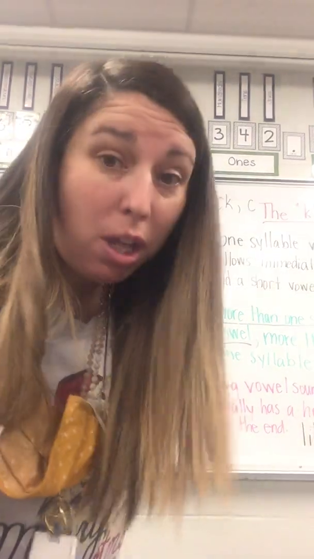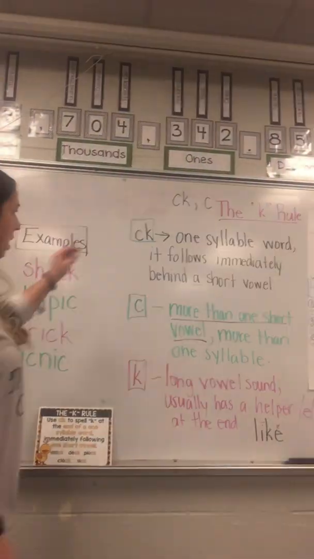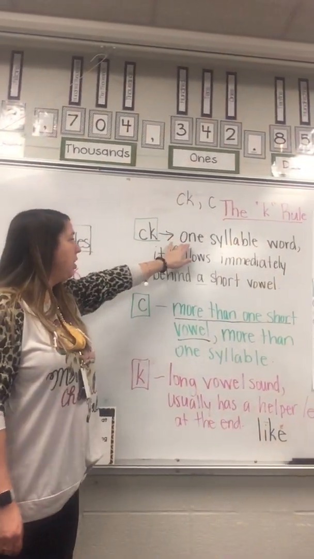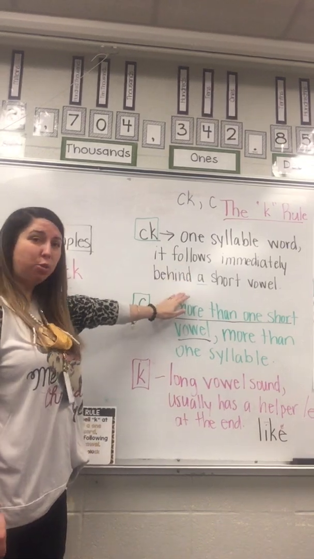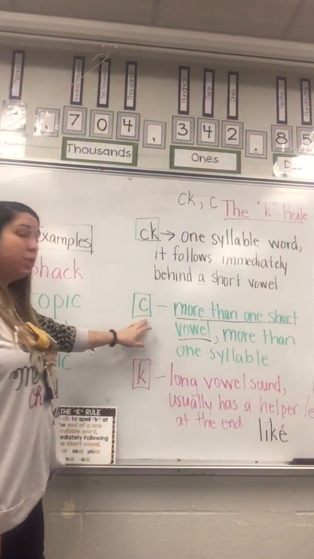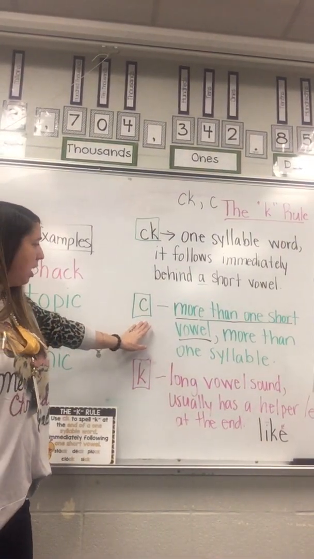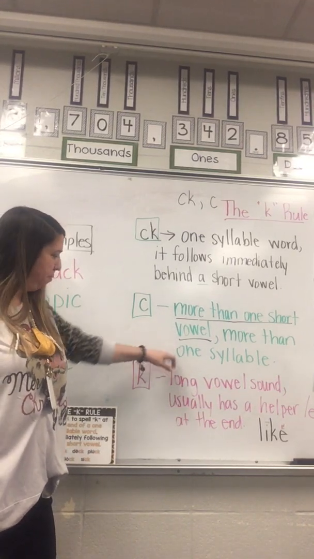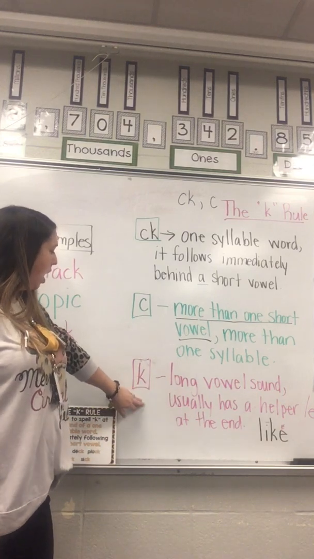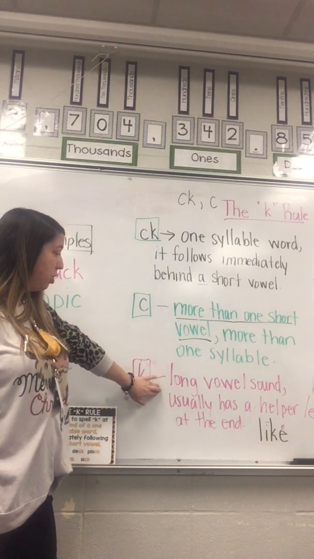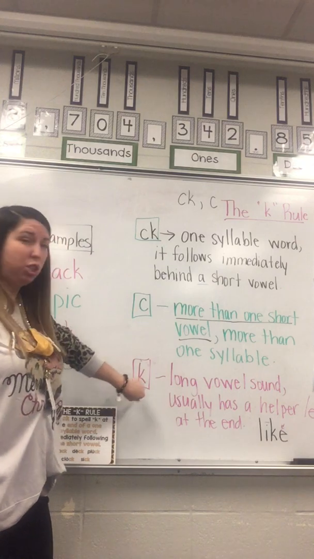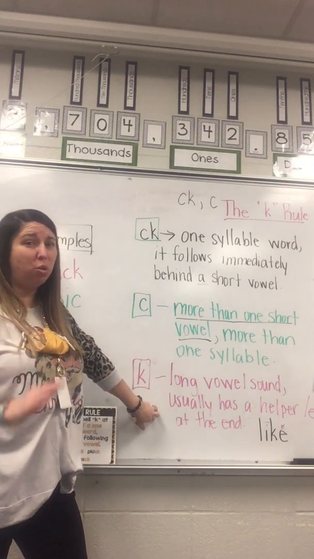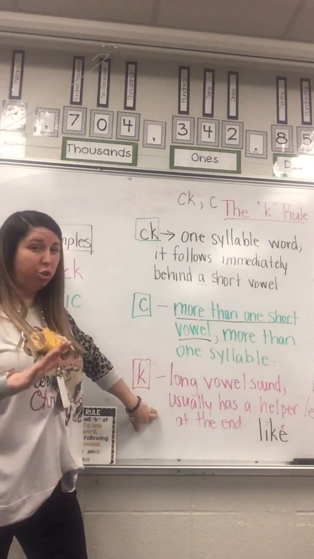So let me review these again. We are doing the k rule today. We're going to use CK at the end of a word when it's a 1-syllable word and it follows immediately behind the short vowel. We're going to use C if it's more than 1 short vowel and it's more than 1 syllable. With long vowel sounds, it usually has a helper E at the end if we just use a K. And that's only on long vowels. And all of our words this week, again, are short vowel words, just so you're aware.